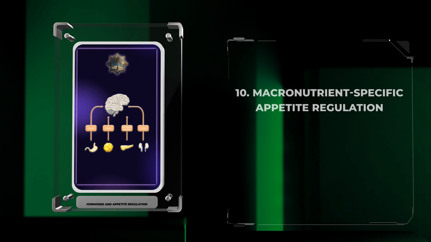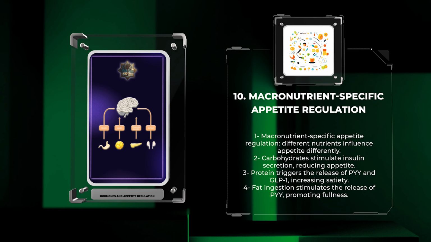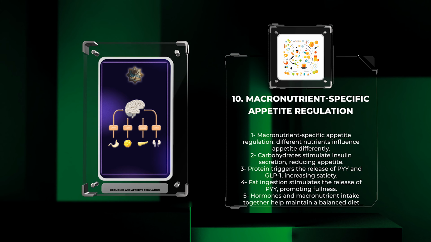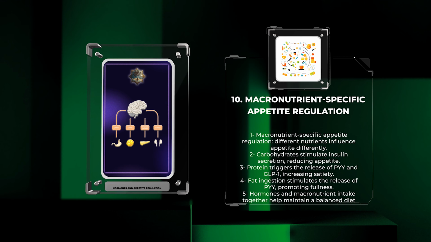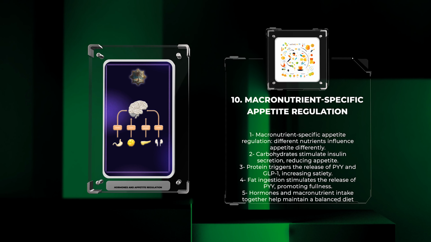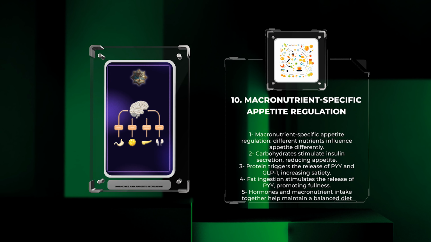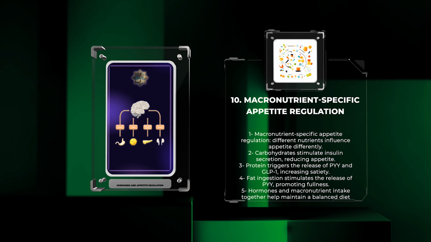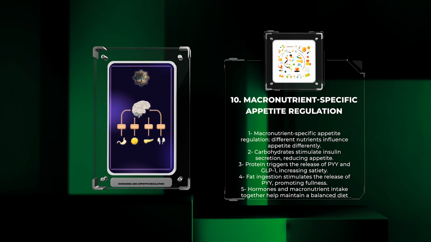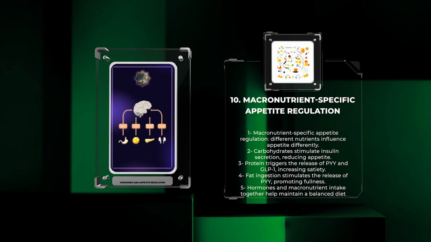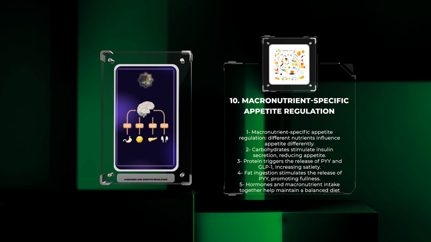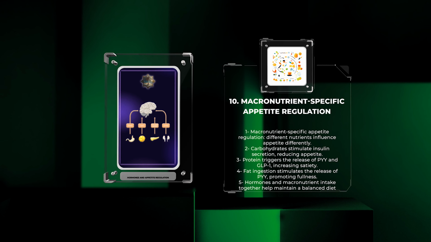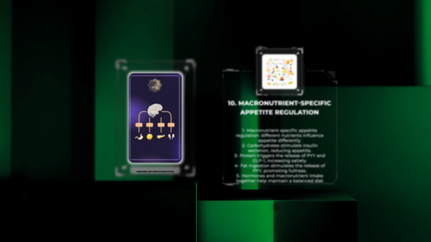Moving on, let's discuss macronutrient-specific appetite regulation, which focuses on how different types of nutrients influence our appetite. Consuming carbohydrates stimulates insulin secretion, leading to a reduction in appetite. Protein intake, on the other hand, triggers the release of peptide YY, PYY, and GLP-1, resulting in increased satiety. Lastly, fat ingestion stimulates the release of PAI, promoting a sense of fullness. The intricate interplay between these hormones and macronutrient intake helps in maintaining a balanced diet and overall appetite control.